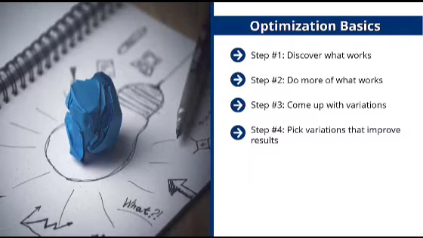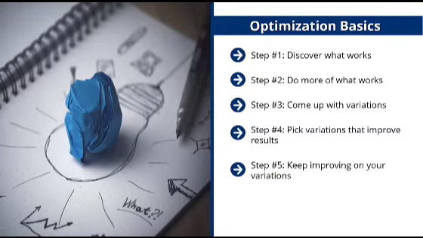Pick the top 3 variations and forget about the rest. Step number 5, keep improving on your variations. Try to level up the traffic variations that you've got going and come up with new variations. Again, this all boils down to effective tracking. You're trying to keep modifying what you're doing to pick the most efficient and effective traffic generation method.